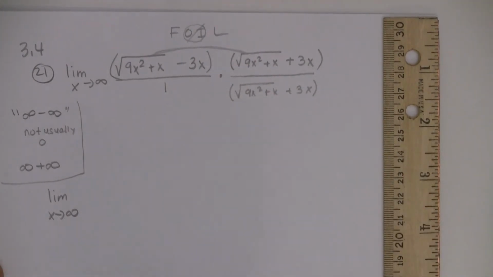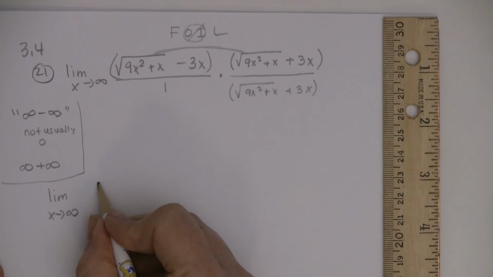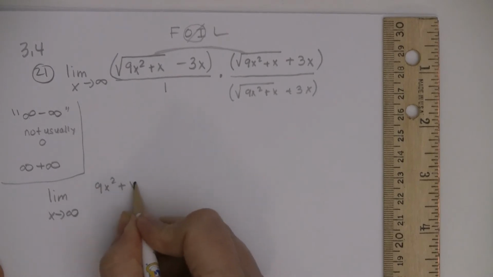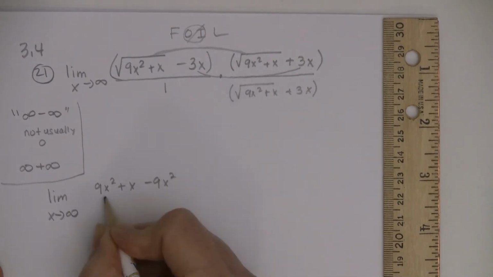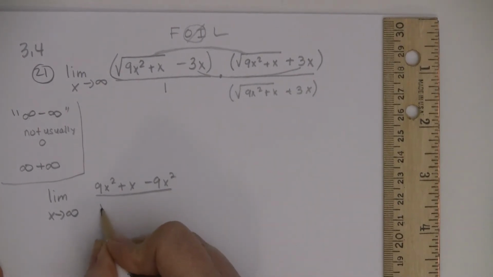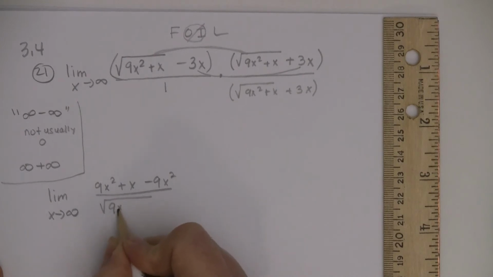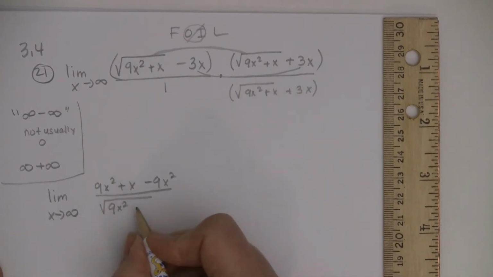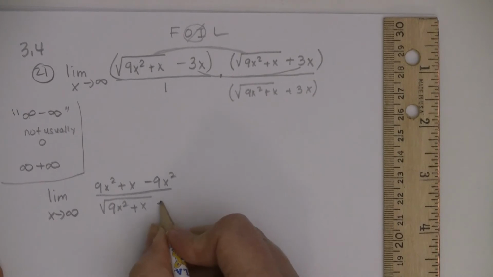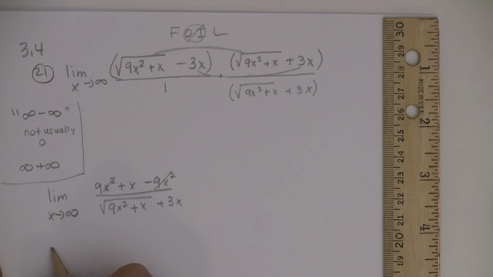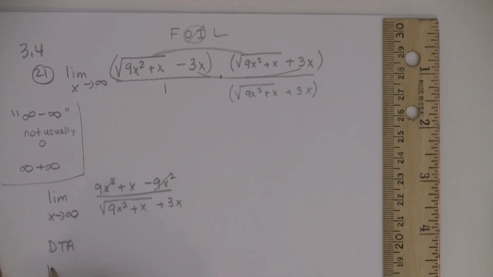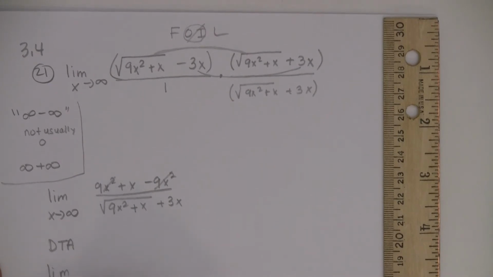I've just used, let's think about this for a second. This is going to be 9x squared plus x, and then minus 9x squared. And those are exactly the same size, right? Because I haven't cut off any pieces or anything like that. So 9x squared minus 9x squared can be 0. So you want to simplify that down. And now I can do DTA, dominant term analysis. What is the largest term in the numerator, and what's the largest term in the denominator?